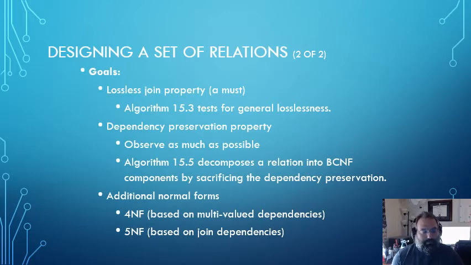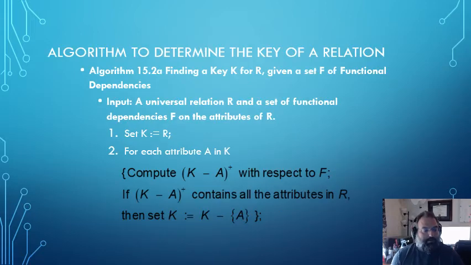Additional normal forms: fourth normal form based on multivalued dependencies, and fifth normal form based on join dependencies. Algorithm to determine the key of a relation. Algorithm 15.2a, finding a key K for R given a set F of functional dependencies, is as follows.